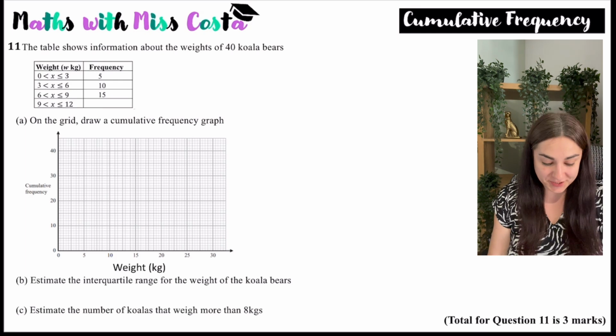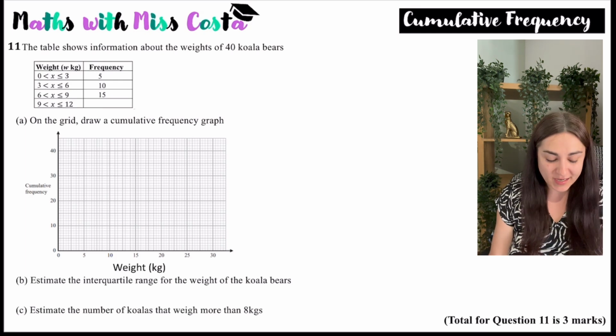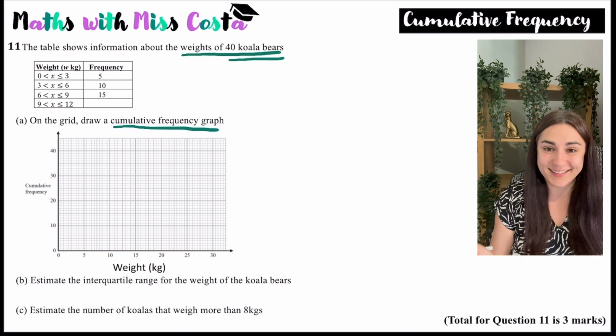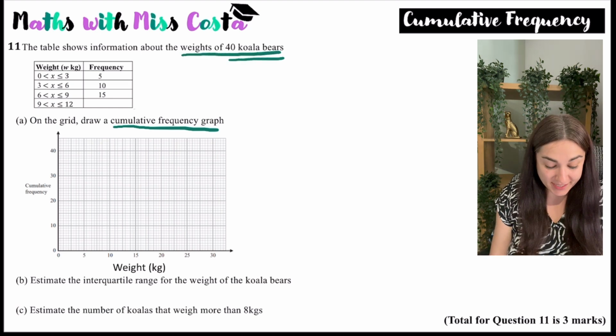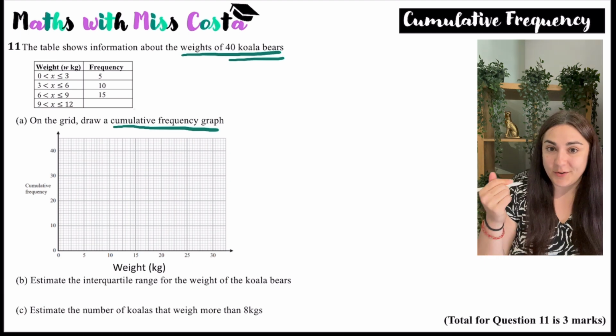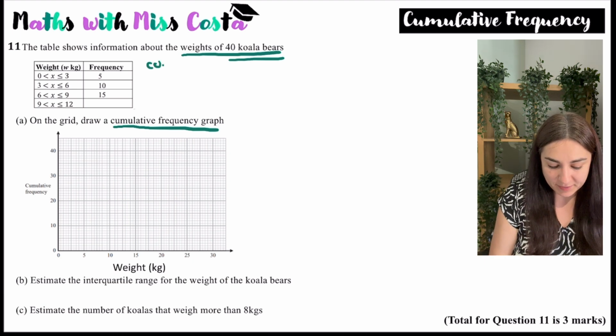Okay, so in this question, I've been given a table and I've been asked to draw a cumulative frequency graph, and it's about the weights of 40 koala bears. So they're cute. Okay, so in order to draw a cumulative frequency graph, you need to actually find the cumulative frequency. So that can be the first thing that we do. And cumulative frequency is just the running total.